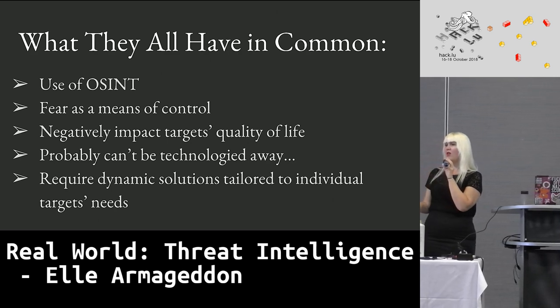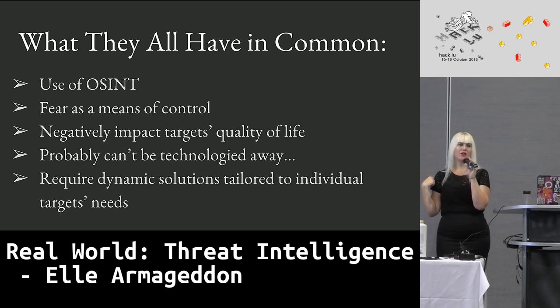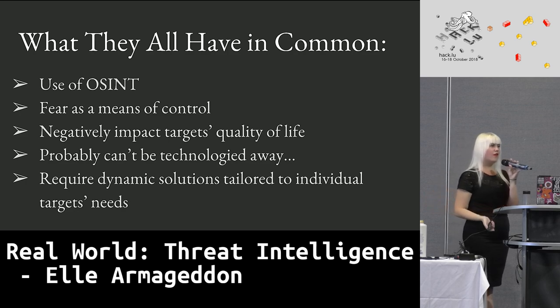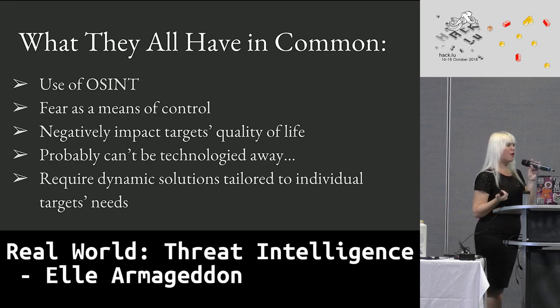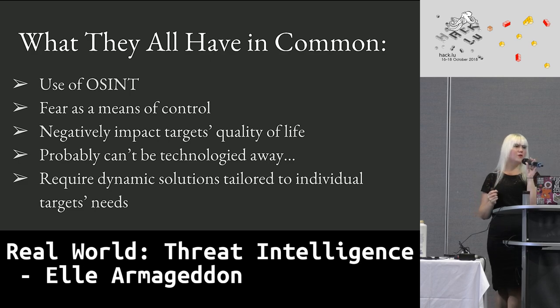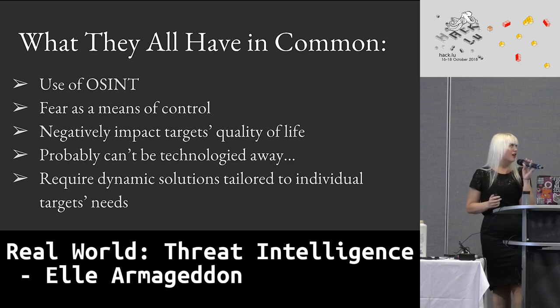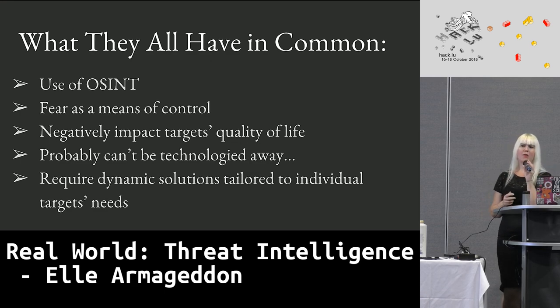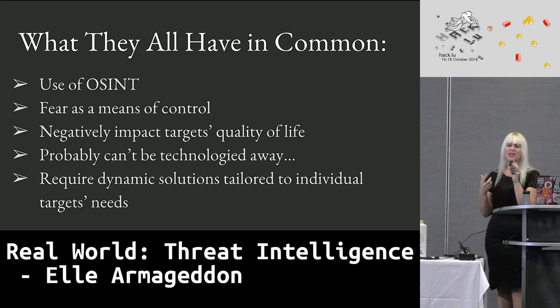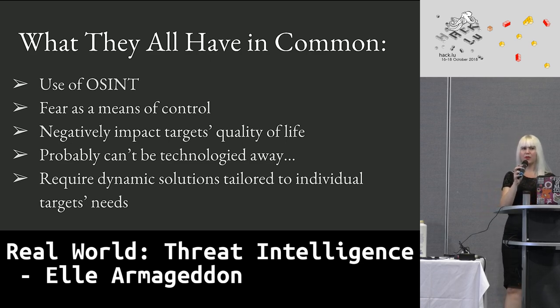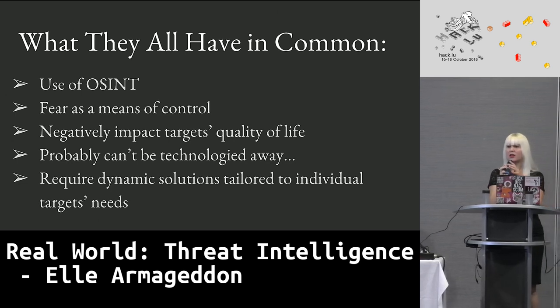So what all of these threats have in common is actually quite a lot. A lot of the tactics that they use are fairly similar. They all use open source information on their targets, or open source intelligence on their targets, to kind of build a profile of that target's path of life so that they can figure out how best to mess with it. They all use fear as a means of control. They all really, really negatively impact the quality of life of their targets. Just being targeted in this way is enough to make people think that maybe they can't or don't deserve to live life the way that they have been. And that's a really, really detrimental effect that is often overlooked.